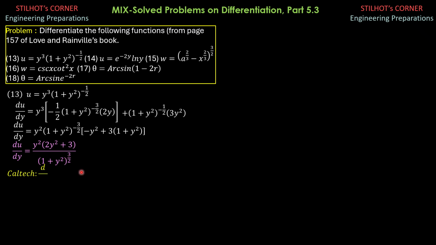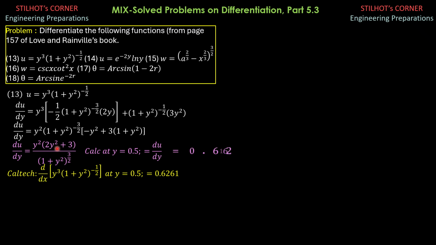That's the guide. And the chosen value of x, in this case y, is 0.5. So imagine that x is y in your calculator. The answer is 0.6261. And this one also, when evaluated, y is 0.5. You substitute y is 0.5 here. You'll get 0.6261.